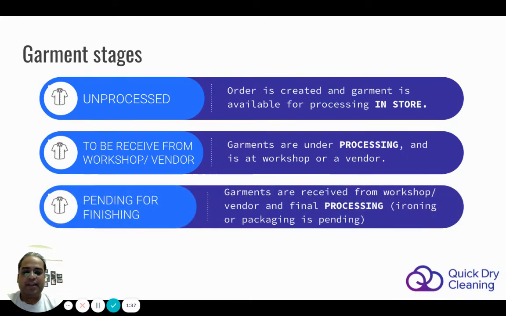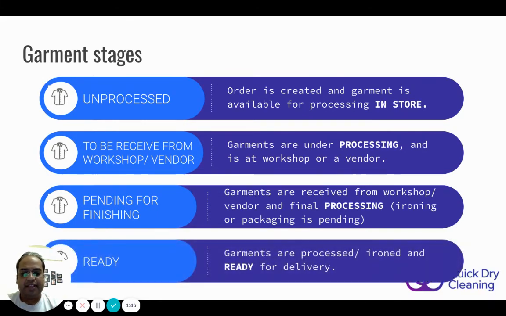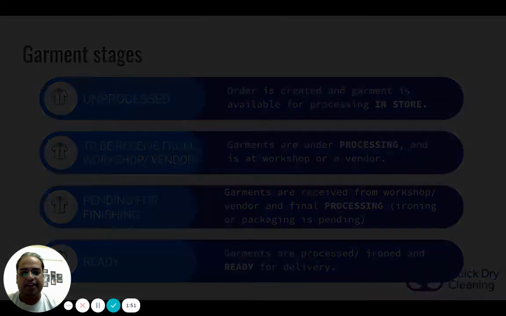Next is garments received from the workshop or vendor and waiting for the final processing. Maybe the ironing or packaging is pending. And the final stage is ready, when garments are processed, completely ironed, and they are ready for delivery.